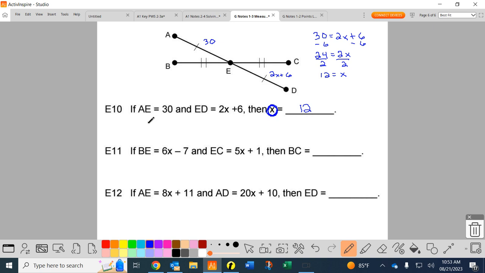For the second one, you're starting with that BE right here is going to be 6x minus 7. I would circle it so you can keep it separate from the other numbers in the problem. It tells you that EC is going to be 5x plus 1. Okay, and based on the picture, what can we say about those two amounts? They're equal to each other. We just need to set them equal to each other. So here we go.